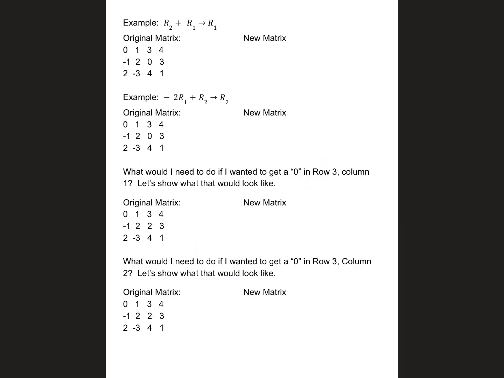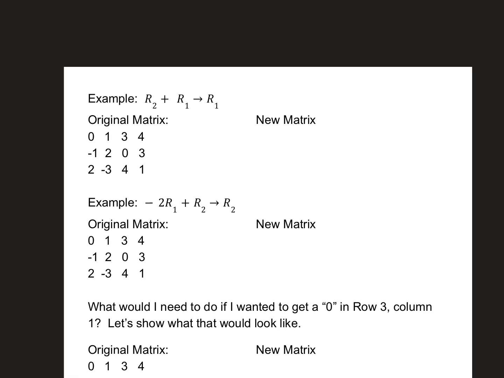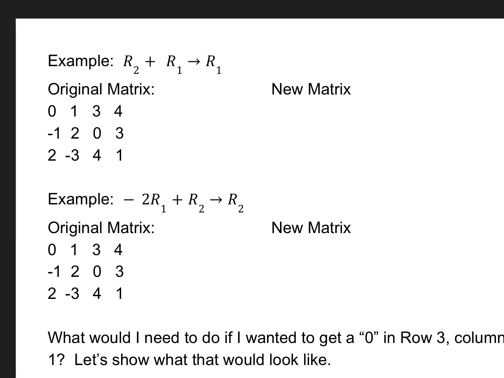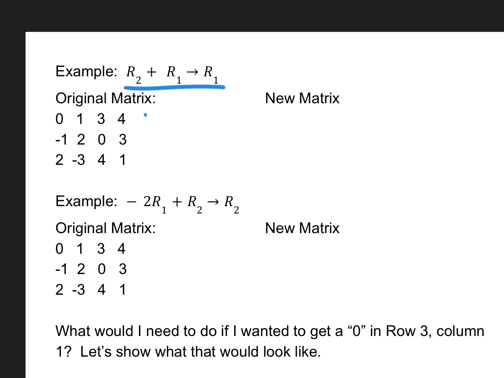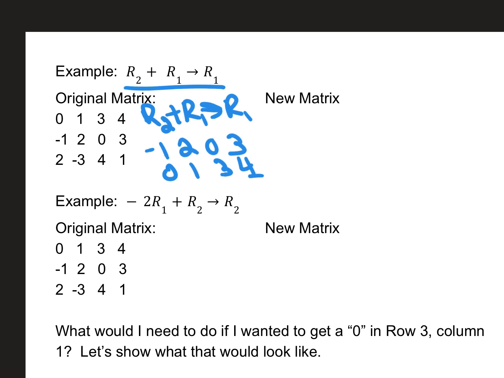Okay, let's just keep looking at a couple more here. Just some more operations. I'm going to take row 2 plus row 1 and put it in row 1. So here's what I'm doing. Again, I'm going to write it down here. I'm going to take row 2 plus row 1 and put it in row 1. Row 2 is negative 1, 2, 0, 3. Row 1 is 0, 1, 3, 4. When I add them together, I get negative 1, 3, 3, 7. So this is going to be my new row 1.